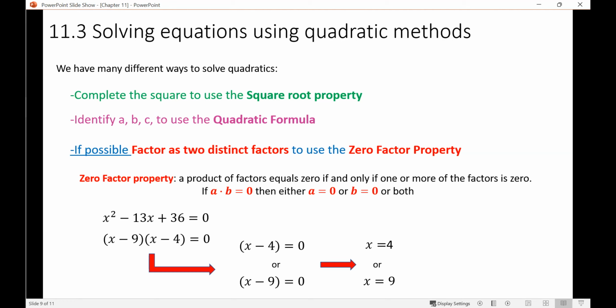But you can't always factor, and that's why we have the quadratic formula. And occasionally the square root property is also very easy if we are in a non-standard form quadratic. If you have trouble doing this factoring and you're not sure how I did that, review the factoring video in the week 1 module. You really need to know how to factor these guys, okay?